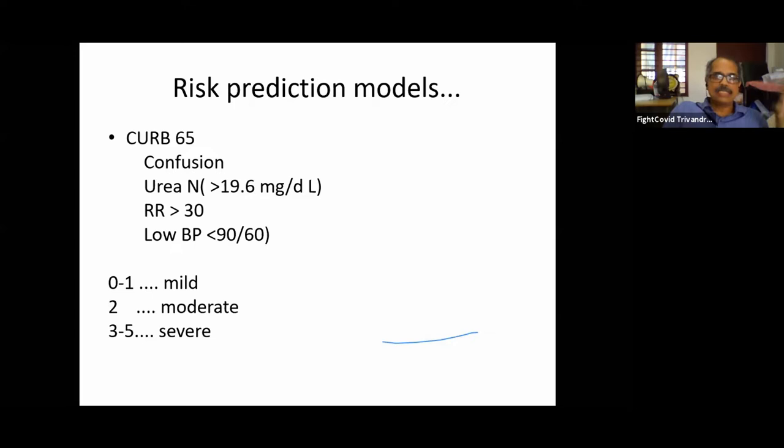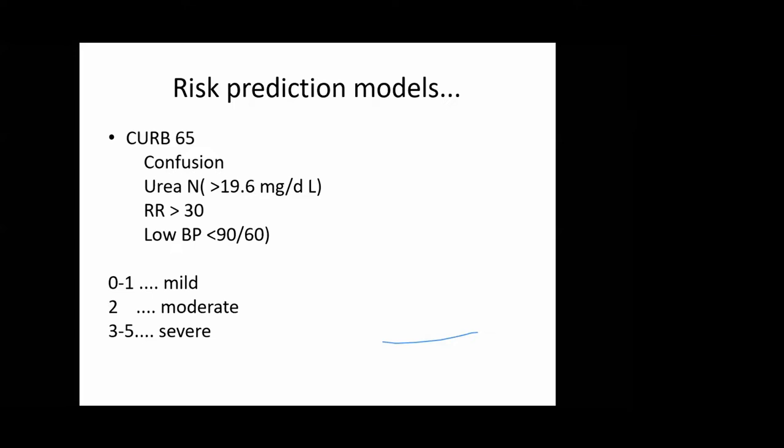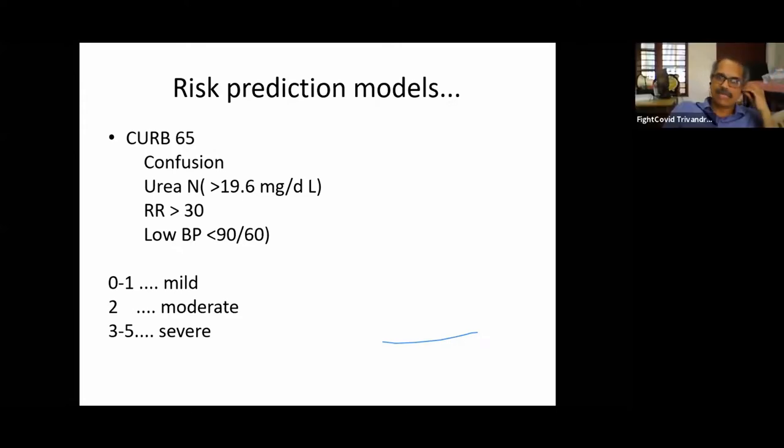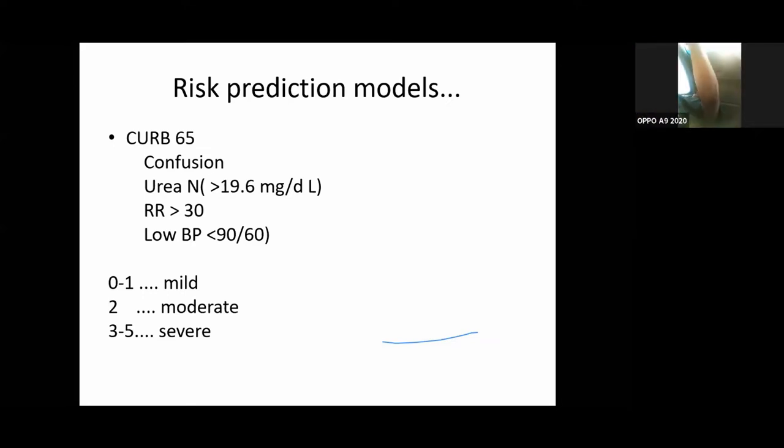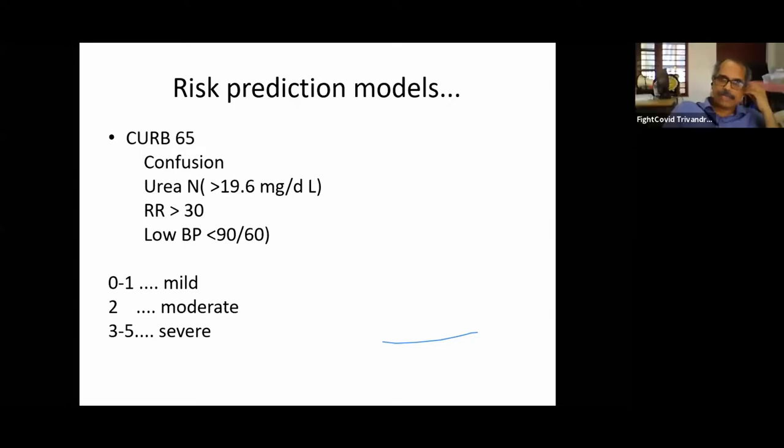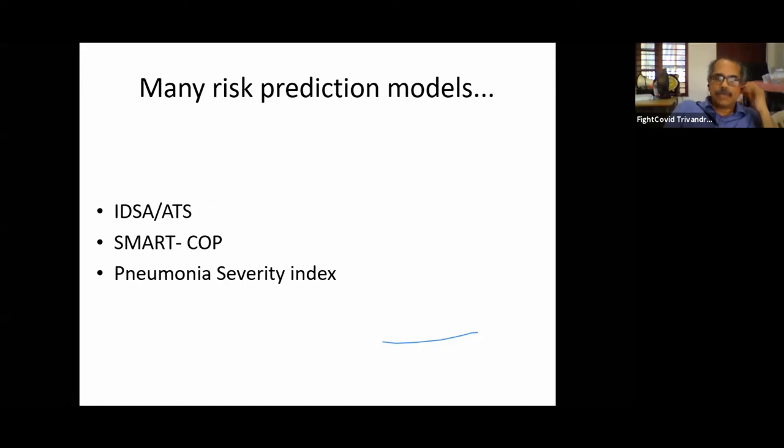So this is a simple prediction model. Anybody can calculate this CURB 65. The only thing is that except for the blood urea nitrogen, all the other parameters we can very easily assess, like confusion, respiratory rate, and BP. Based on this CURB 65 prediction model, we can classify according to the score into mild, moderate, and severe pneumonia. Those patients who have moderate to severe pneumonia, it is always better to admit in the high dependency unit or in the ICU.